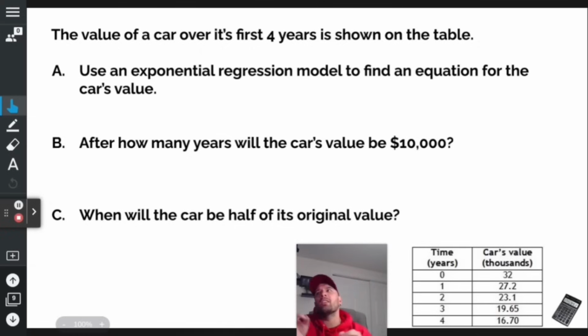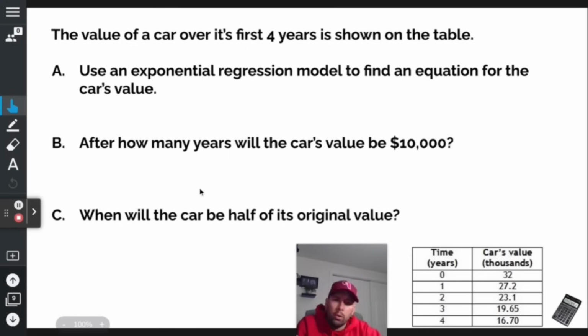But it wouldn't make sense. If I were to buy a $100,000 car, it loses $25,000 every year, because that implies after 5 years, its value is now negative something, and that doesn't make sense. So maybe it halves every year, or it's now 60% of what it used to be every year, and so you have yourself exponential regression.